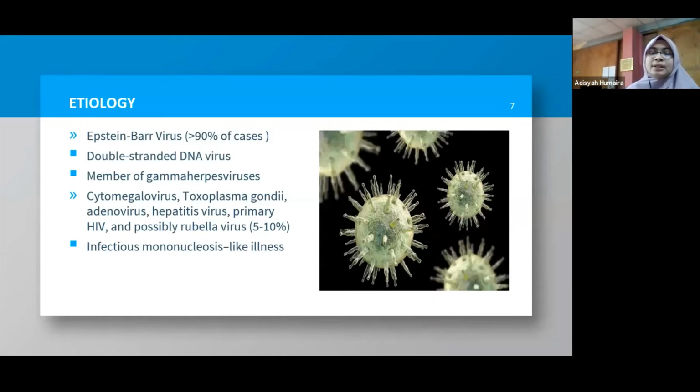Okay, so primarily, infectious mononucleosis is caused by Epstein-Barr virus. It is responsible for more than 90% of the cases. The virus is a double-stranded DNA virus and a member of the gamma herpesvirus. About 5 to 10% of infectious mononucleosis-like illness is caused by cytomegalovirus, Toxoplasma gondii, adenovirus, hepatitis virus, primary HIV, and possibly rubella virus.